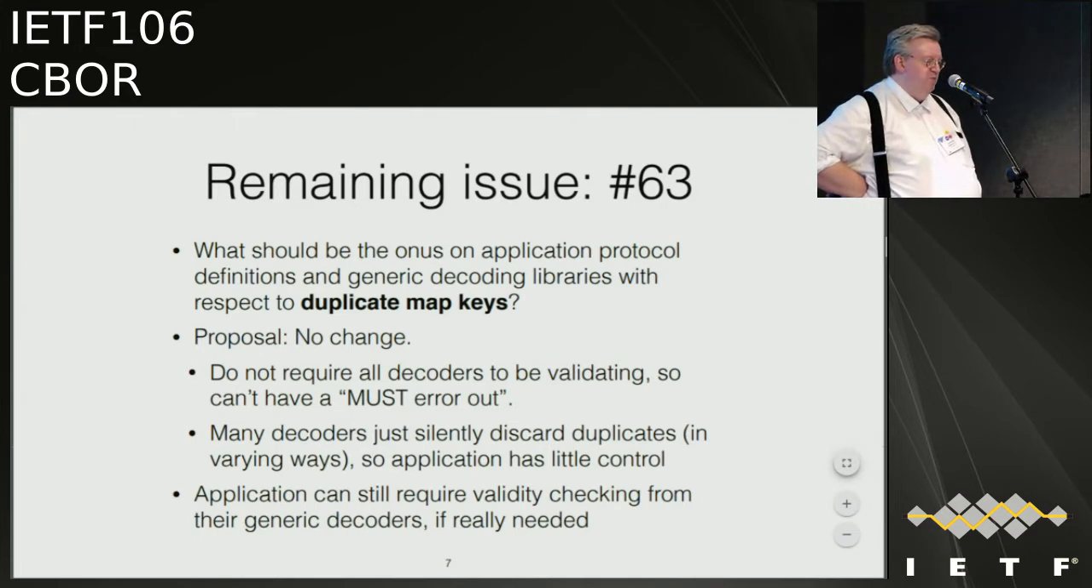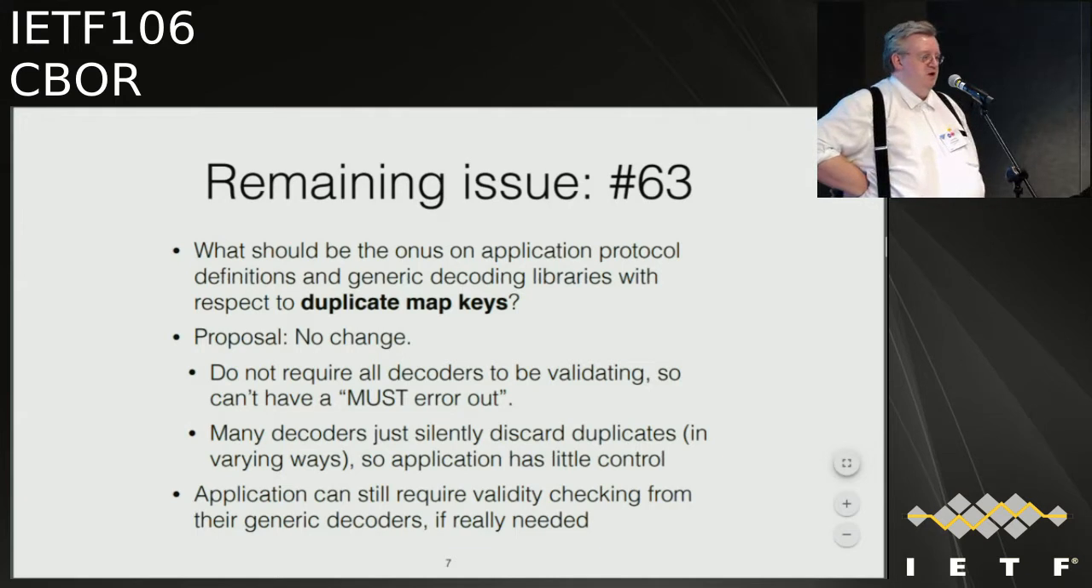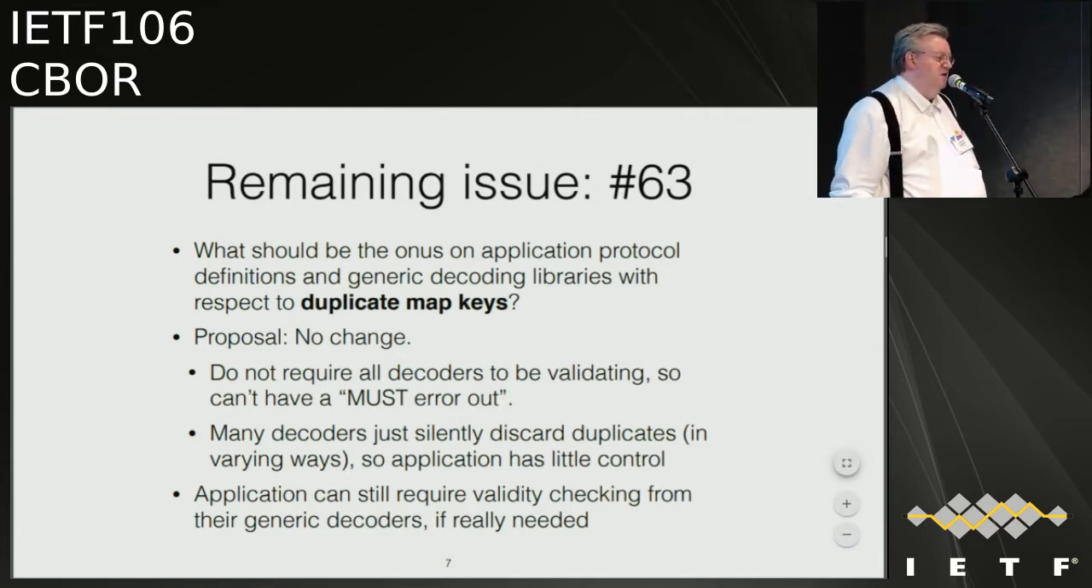The generic decoder may be discarding duplicates, and it may be discarding the early ones or the late ones or something in between. We don't know. The application has little control because it only sees a very nice, well-formed map. That's the normal situation. There may be some applications that actually have to require validity checking. That's not outlawed, but this is the unusual case. So there is actually a must in the text, and the must here is that the application protocol designer needs to make up their mind: is it one that will work with most decoders, or one that actually needs a decoder that does the validity checking?